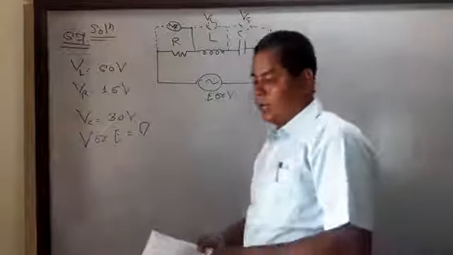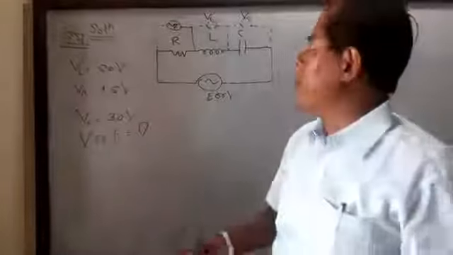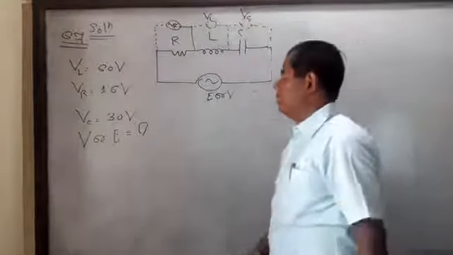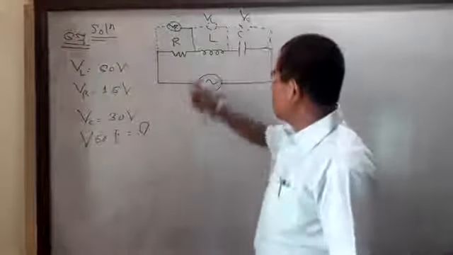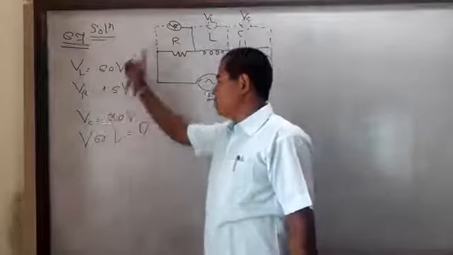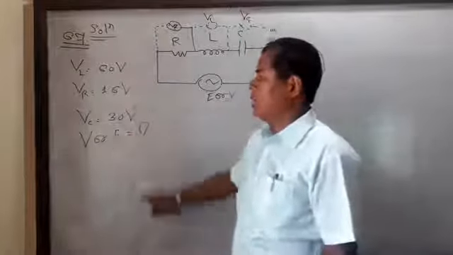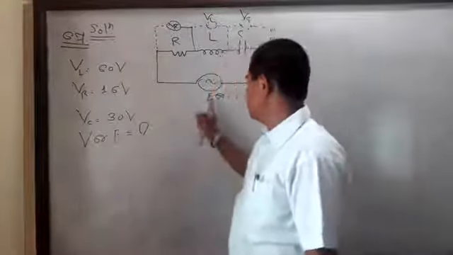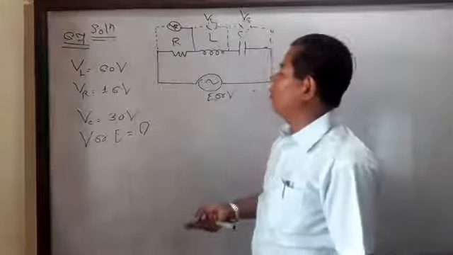There is a circuit containing a resistor, an inductor and a capacitor, all in series. The voltmeter reads 60 volt across the inductor, 16 volt across the resistor, and 30 volt across the capacitor. And then we have to find the value of V or E, meaning the applied voltage or applied EMF.